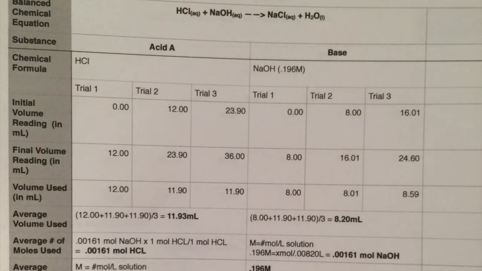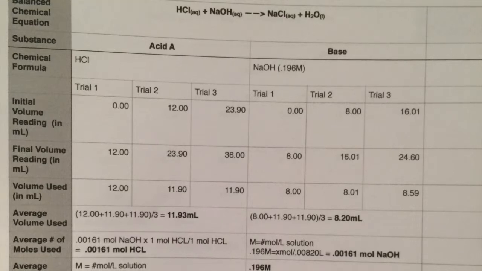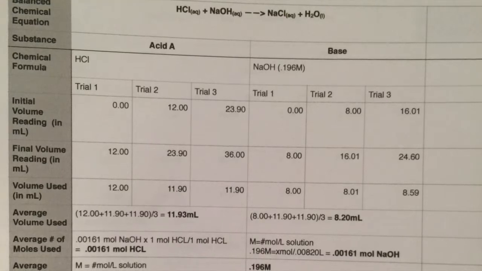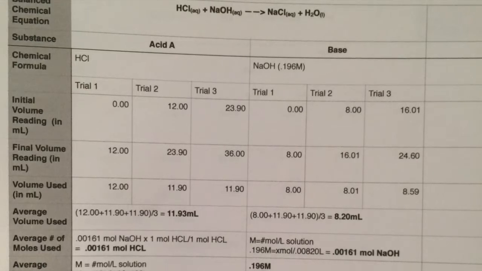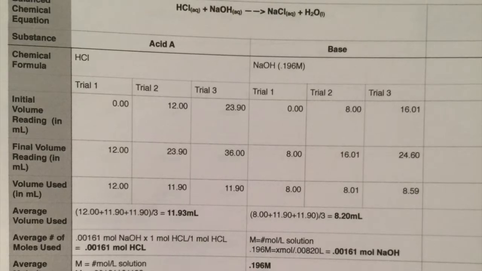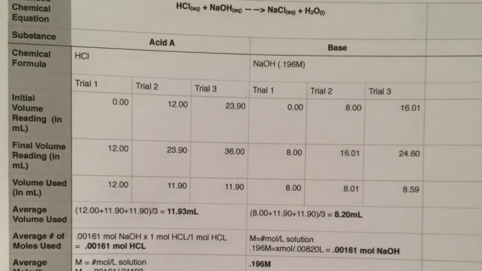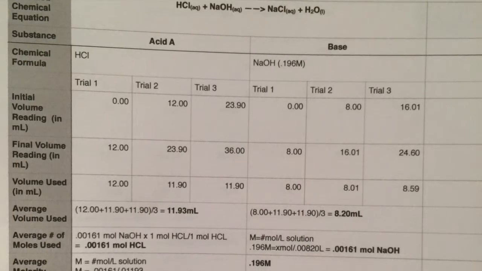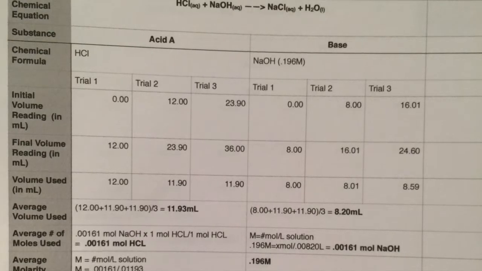This is the data and math for acid A. The mathematical calculations were done the same way for the acids A, B, and C. On the top, the balanced chemical equation for the reaction between the acid HCl and the base NaOH can be seen: HCl plus NaOH yields NaCl plus H2O. Below that, the data recorded during experimentation can be seen in the boxes labeled initial volume reading, final volume reading, and volume used. Using the data collected in the volume used box, the average volume used was found for both the acid and the base.